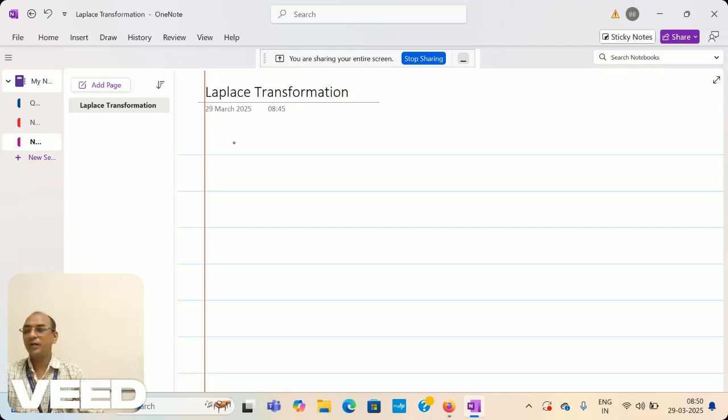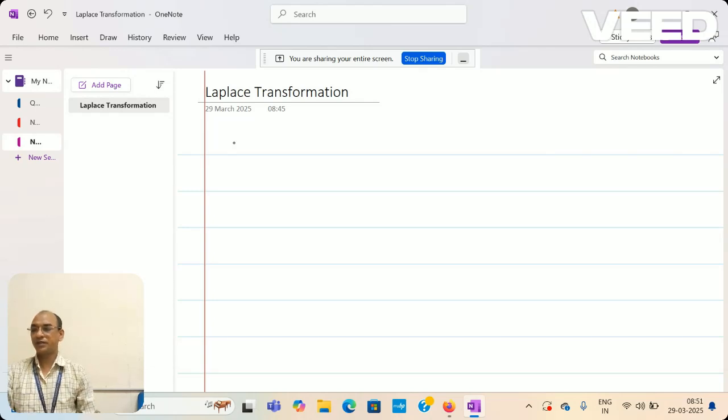In this video, I am going to discuss the Laplace transformation. If a function is given, how do we find the Laplace transformation of that function? So before going into that, let me start with the definition of the Laplace transformation.